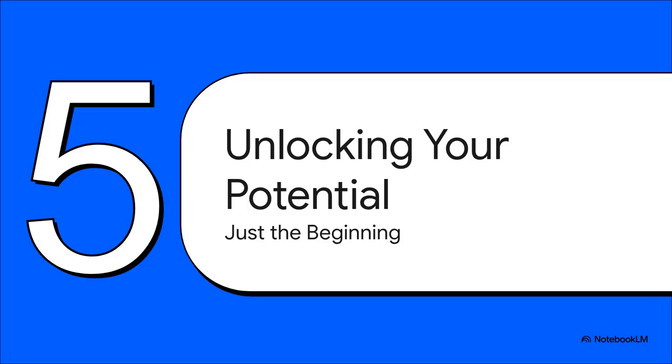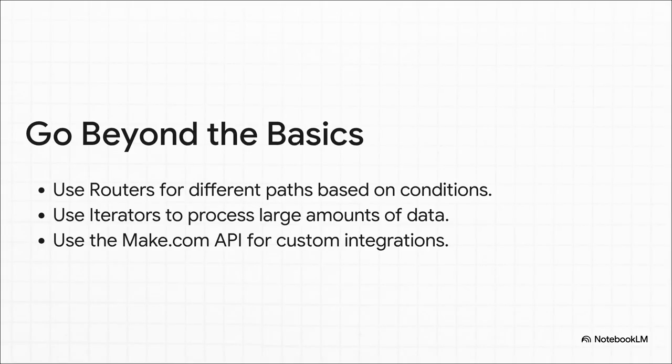But I want you to know, this is really just scratching the surface. Think of this as your first step on a much, much bigger journey. You can start adding more advanced tools, like routers, which are kind of like traffic cops for your data. They can send information down different paths depending on certain conditions. Like maybe you only send a special thank you gift email for orders over $100. The possibilities are, and I mean this, pretty much endless.